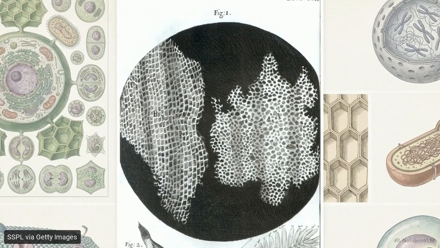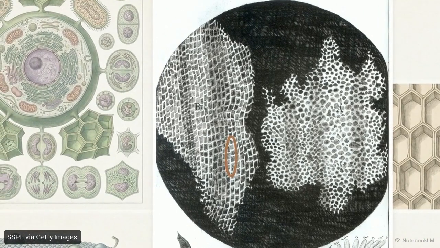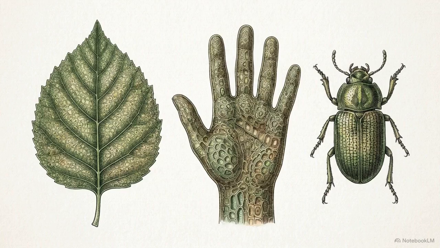It wasn't until 1665 that Robert Hooke used an early microscope to look at a thin slice of cork. He observed tiny box-like compartments and named them cells, providing the first glimpse into biological architecture. This observation evolved into the classical cell theory.